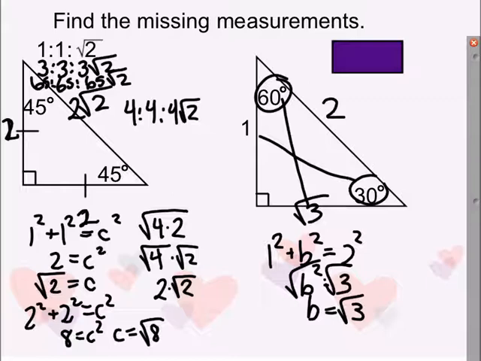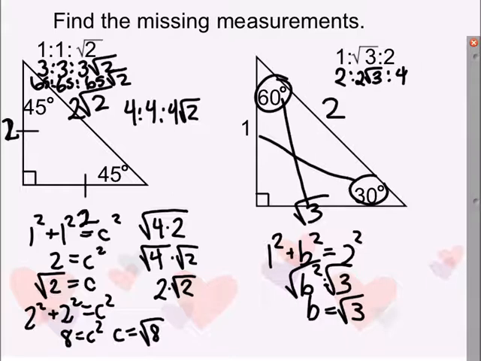Just like our 45, 45, 90 triangles, this is a ratio that stays consistent however I scale this up. So our ratio from smallest to largest side is 1 to root 3 to 2. So I could scale this up and say maybe my smallest side is now 2. Well, that means that I have 2 root 3 and 4 because I multiplied everything by 2.